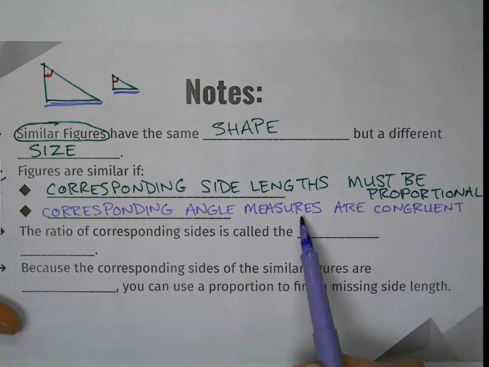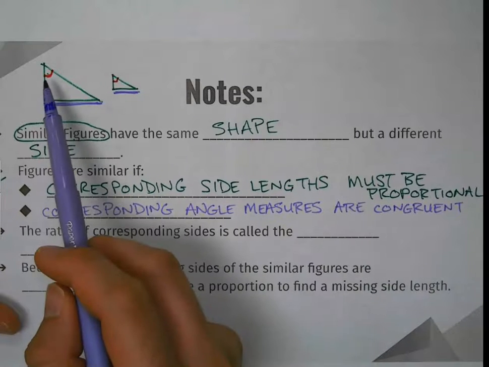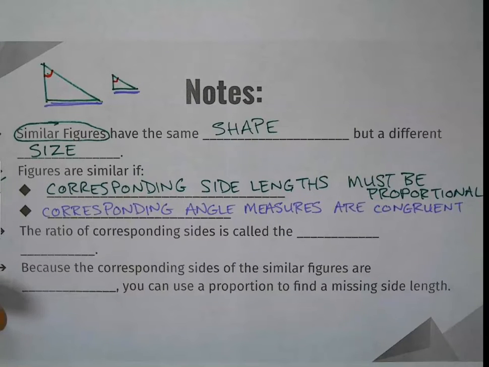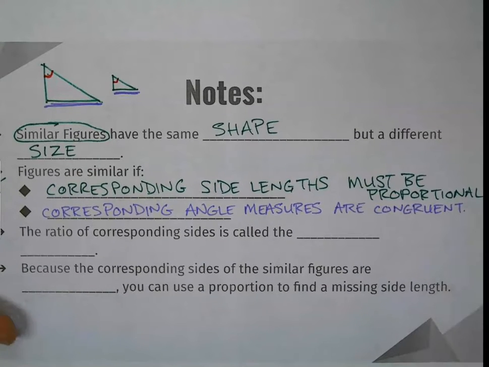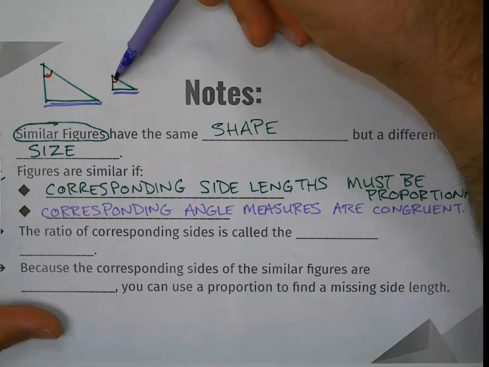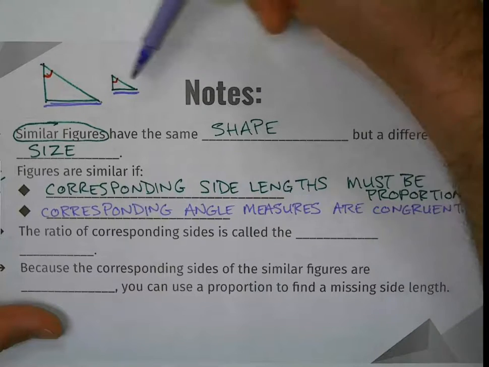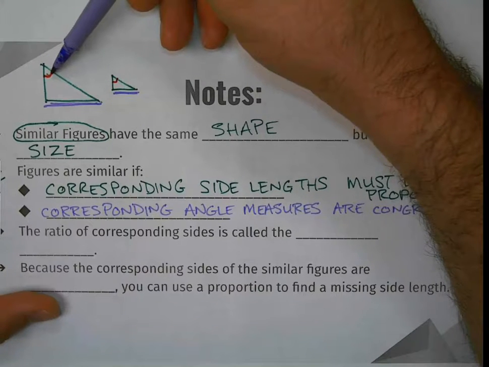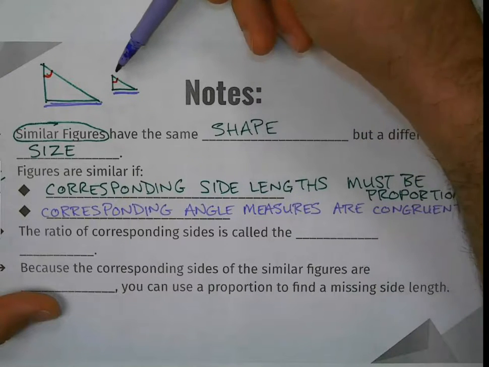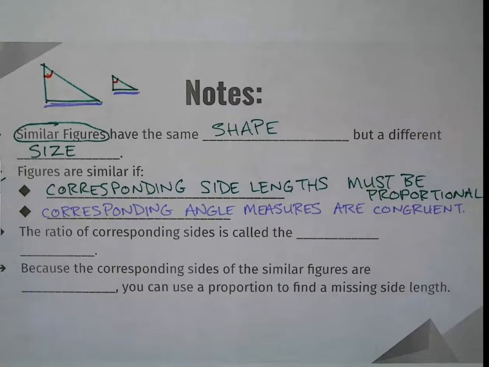Okay, so angle measures, that's just how many degrees the angle is. Okay, and congruent, you should know what that means. It means equal, the same. So, believe it or not, on this teeny tiny triangle, this one, let's say it's like 23 degrees. If these are proportional, that means that this one has to be 23 degrees as well. They have to be the same if they are similar figures.